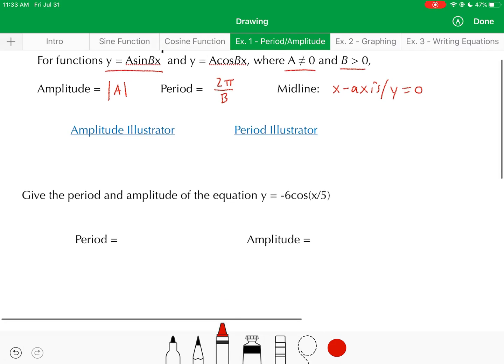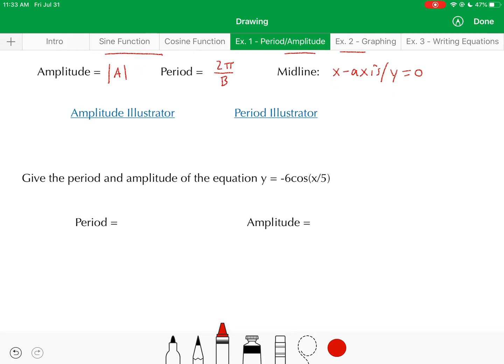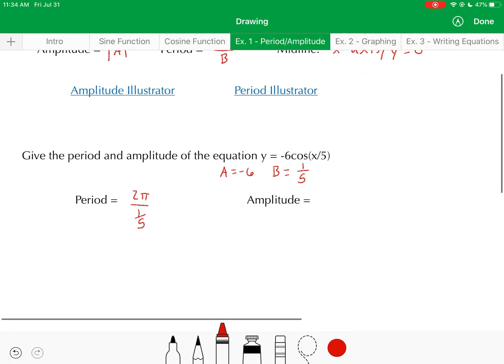Okay. So, based off what we just learned there, give the period and amplitude of the equation y equals -6 times cosine of x over 5. So here I would say the a value is -6, and I would say the b value is 1/5. Okay? So my period is going to be, let's do this in terms of radians, 2 pi divided by the b value of 1/5, which is 10 pi.